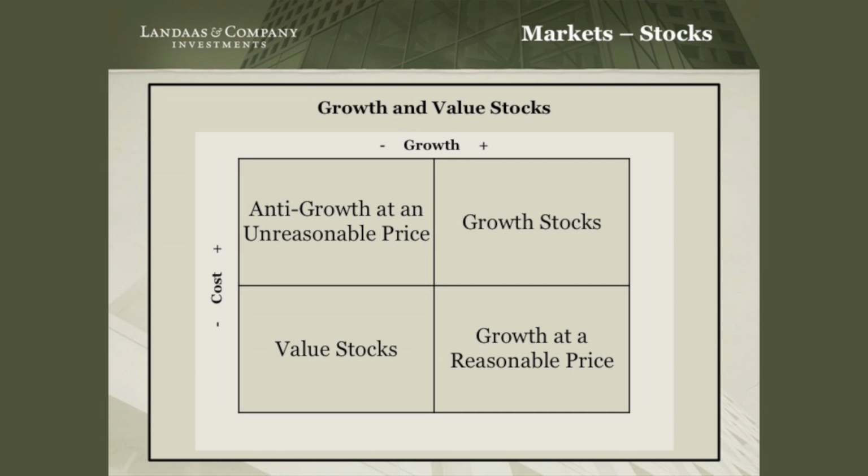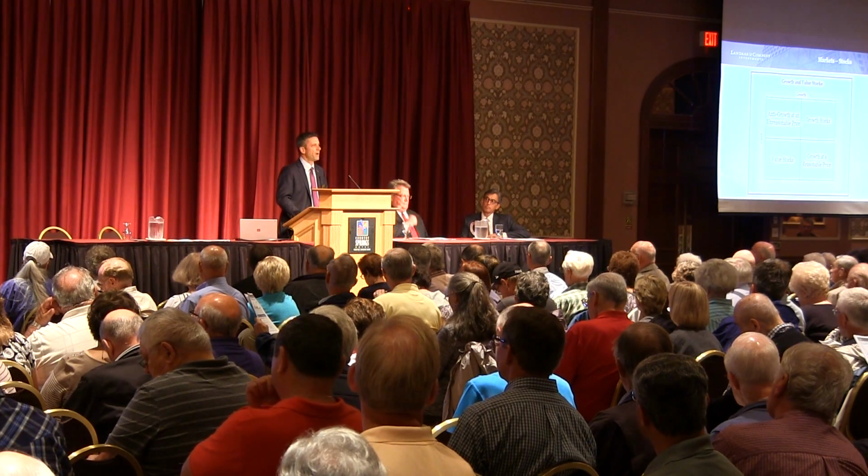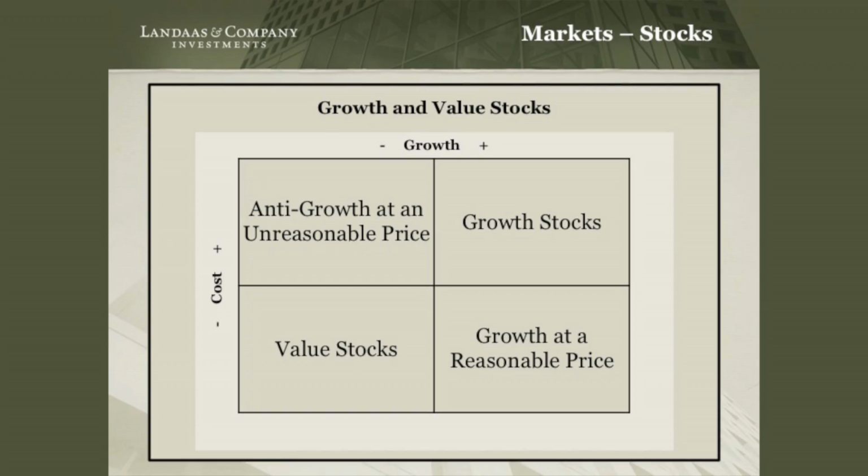But what's really interesting to me is the upper left-hand corner. Are you going to pay more to have less expectations for growth down the road? We call that anti-growth at an unreasonable price. I think that's the part of this you'd probably avoid the most, right? Isn't it interesting that this has been the best part of the market? Why is that? People have avoided risk. They've paid more for the less risky stocks than they should have. And I think in the last couple of weeks, when we've had some volatility, you've seen that come back quite a bit.